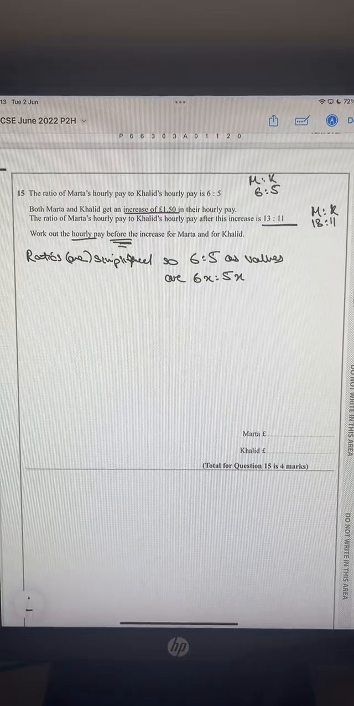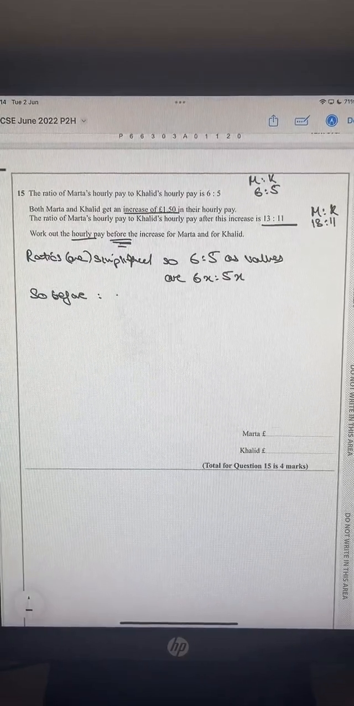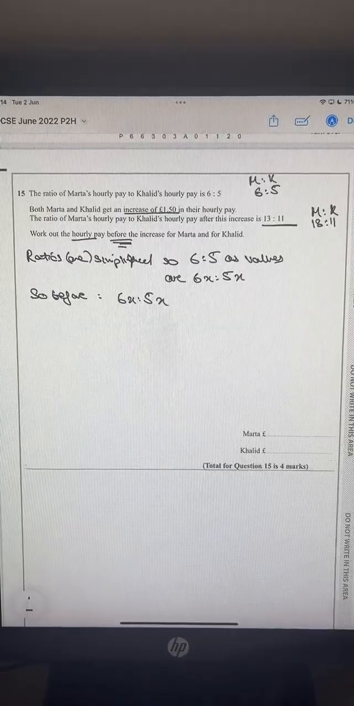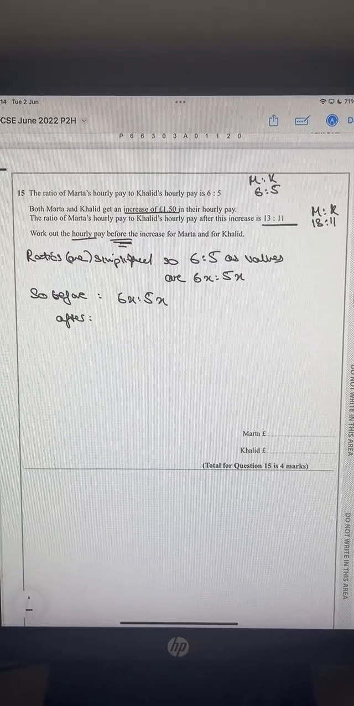So can I redo? Yeah, I just started this question, so I'll just say we know that the ratio is 6 to 5. So as values, that's going to be 6x to 5x. So before, like I said, I like to write everything out with a ratio question. We have 6x to 5x, and then after, they're going to get an increase of £1.50.